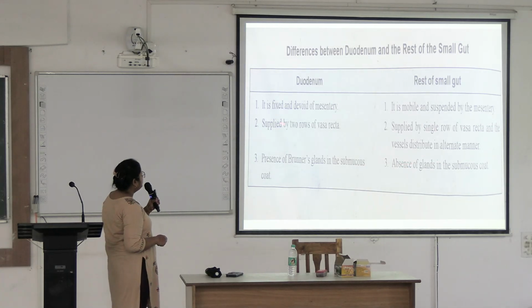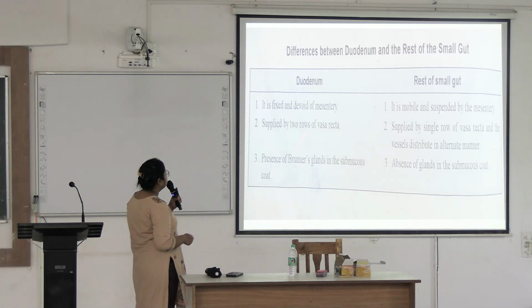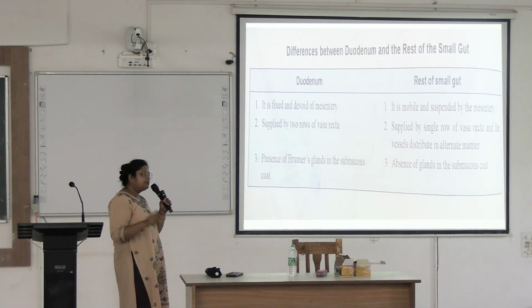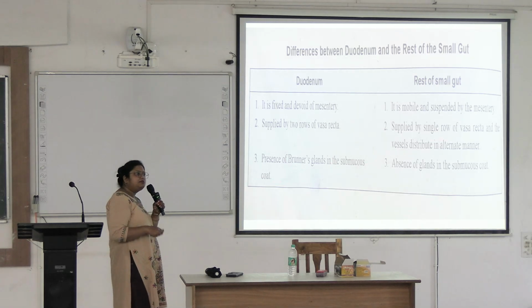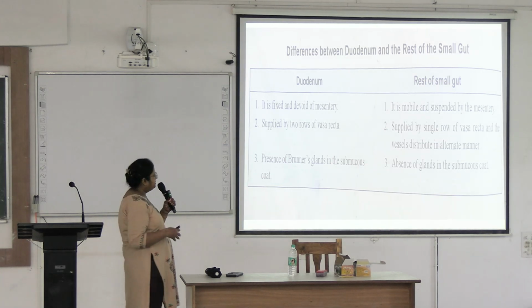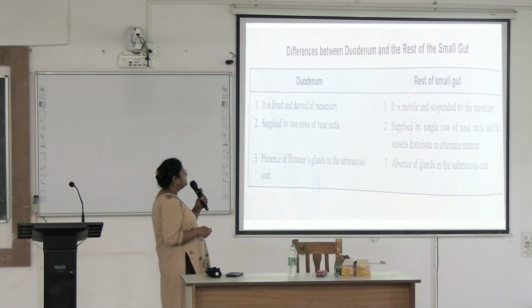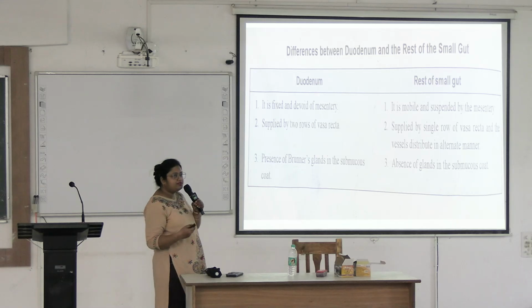Next, the duodenum has a specific feature in the submucous coat that is important for your histology and viva. The presence of Brunner's glands is a specific feature of the duodenum. Brunner's glands in the submucous coat. These are mucous glands lying in the submucous coat of the duodenum, and in the rest of the small gut there is absence of glands in the submucous coat.